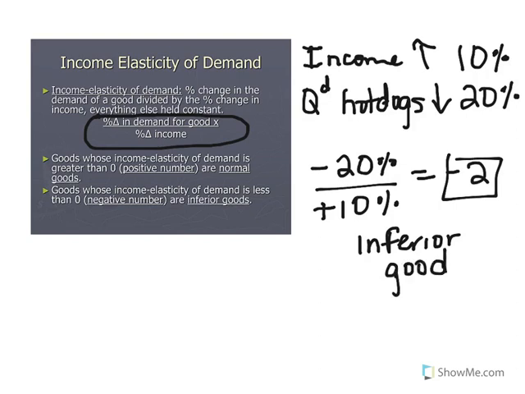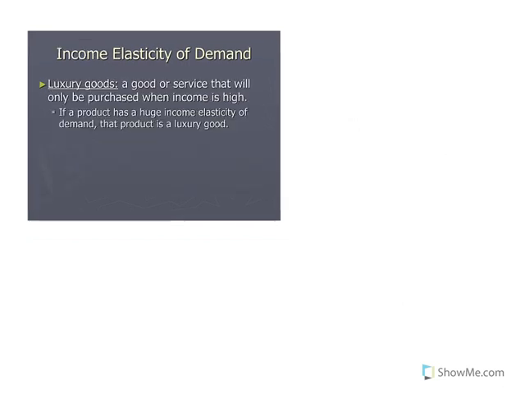So again, when you're using the formula for income elasticity of demand, you don't want to drop the negative sign because it tells you whether they're normal goods or whether they are inferior goods. Now, when you calculate the income elasticity of demand, if you come up with a very large value, then what that means is the good is what we call a luxury good. A luxury good is a good or service that will only be purchased when your income level is very high.